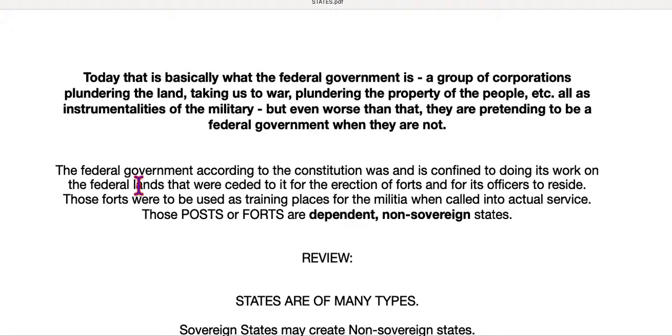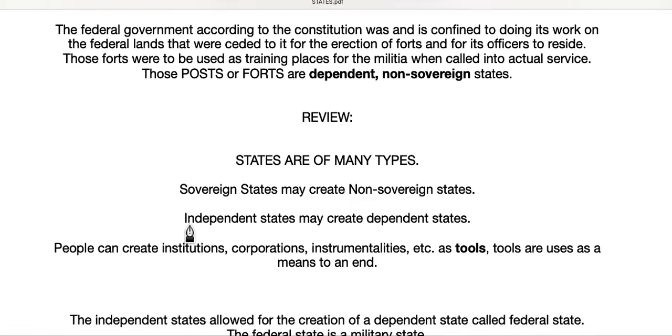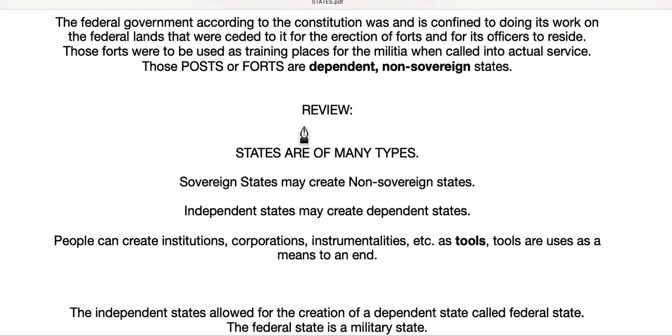The federal government, according to the Constitution, was and is confined to doing work on the federal lands. Its officers all have to have a commission, and those lands were ceded to it for the erection of forts, and its officers to reside on. These forts were to be used as training places for the militia when called into actual service. These posts or forts are dependent, non-sovereign states, overseen by a federal government, which is a dependent, non-sovereign state.